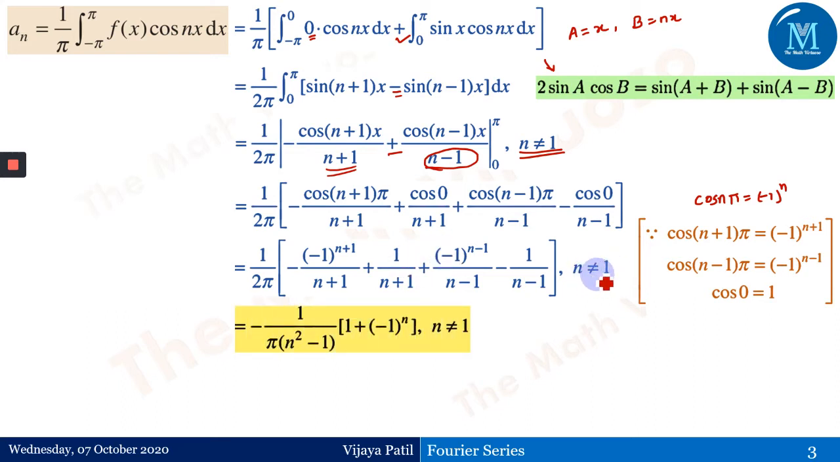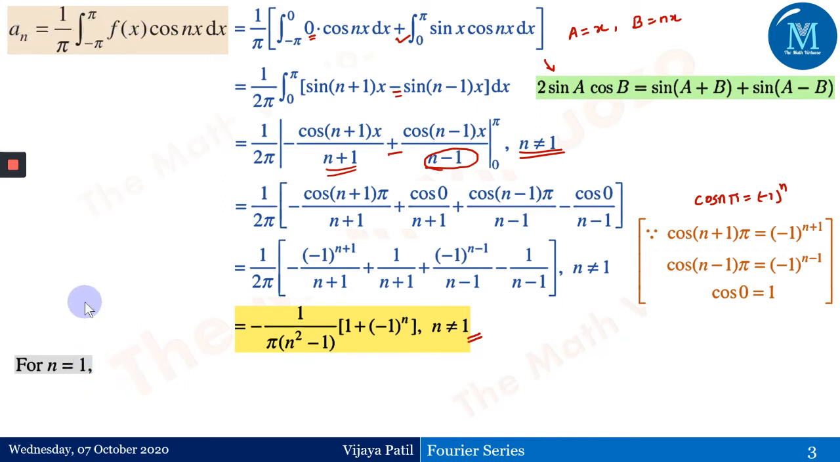And again, this n not equal to 1 will apply everywhere whenever we have n minus 1 in the denominator. Therefore the value of an is minus 1 upon pi (n square minus 1) into (1 plus minus 1 to the power n), with n not equal to 1. That means this value of an is not valid for n equals 1. So we have to calculate a1, putting n equals 1 everywhere here instead of n.